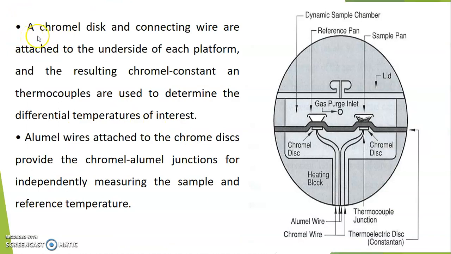Let us see the instrumentation. A chromel disc and connecting wire are attached to the underside of each platform, and the resulting chromel-constantan thermocouples are used to determine the differential temperatures of interest. Alumel wires attached to the chromel discs provide the chromel-alumel junctions for independently measuring the sample and reference temperature. In this diagram, you can see two types of containers are present, one for sample and one for reference. Here, chromel discs are attached to the sample container, and this chromel disc is connected with the alumel wire and chromel wire. So this alumel wire and chromel wire are connected to measure the sample and reference temperature.